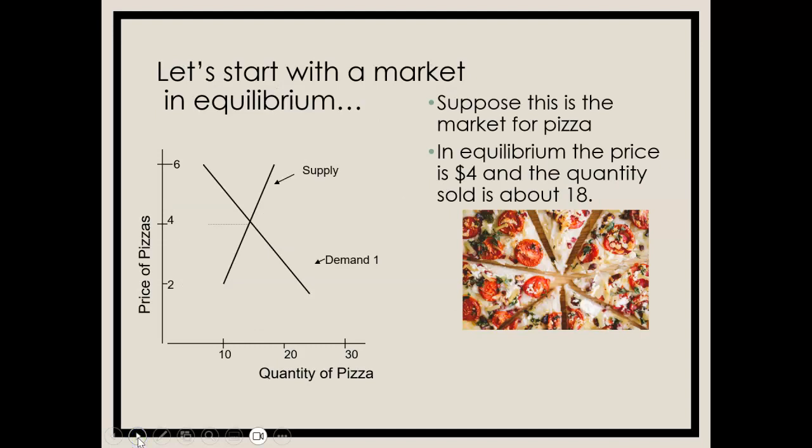Okay, let's start with a market that's in equilibrium. To make it simple, we're just going to use our market for pizzas again. Maybe these could be slices or something like that. In equilibrium, the price is $4. Maybe that's $4 for a slice of pizza, and the quantity sold is about 18, which could be 18,000 or 18 million, or however you want to think about it. So we have an equilibrium price of $4 and an equilibrium quantity of 18.